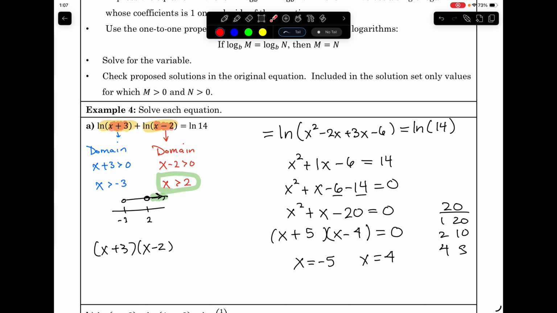Remember, from our domain, we concluded that the values of x have to be bigger than 2. So negative 5 is not bigger than 2, so this one is out. And the only solution that we have is x equals positive 4.